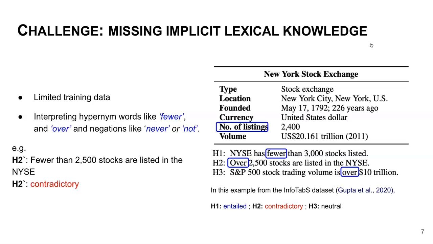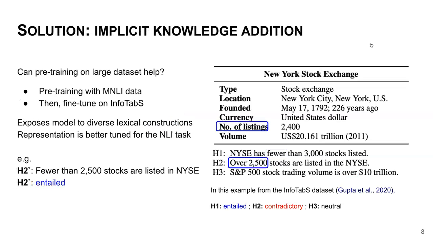The second challenge is missing implicit lexical knowledge. This is there because there is limited training data, and also the model gets very confused between hyponym words like fewer, over, and also negation words like not, never. As shown in the table, if we have adversarial hypothesis H2', which basically replaces over with fewer, then the model doesn't shift its label from contradictory to entail. How can we solve this?